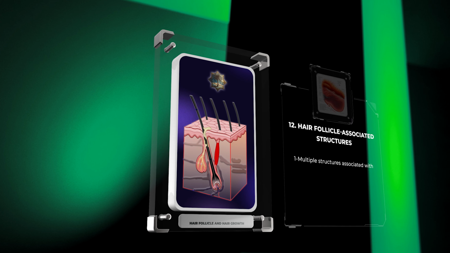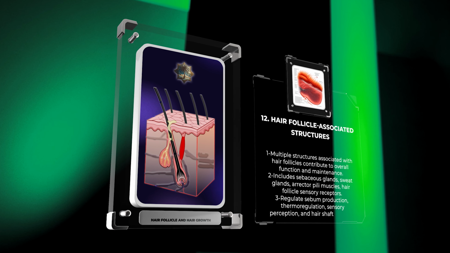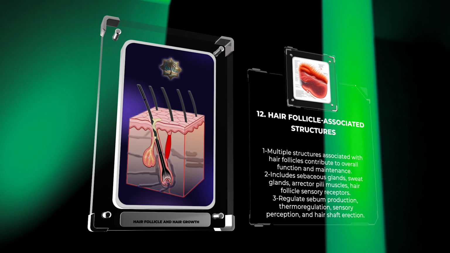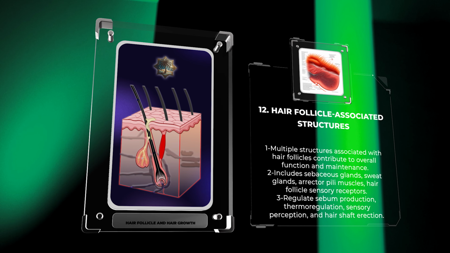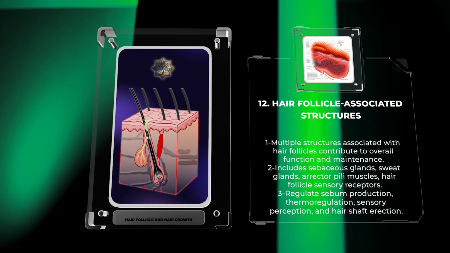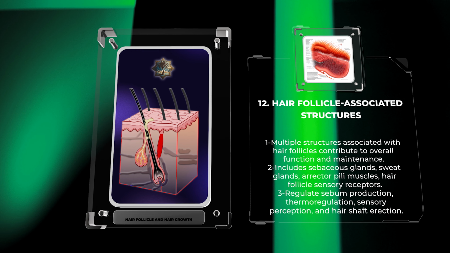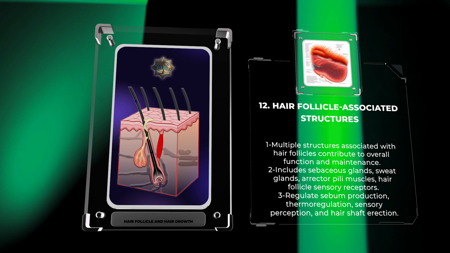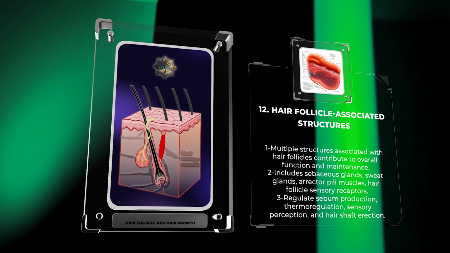Multiple structures associated with hair follicles contribute to their overall function and maintenance. These include sebaceous glands, sweat glands, erector pili muscles, and hair follicle sensory receptors. Together, they form an integrated system that regulates sebum production, thermoregulation, sensory perception, and hair shaft direction.